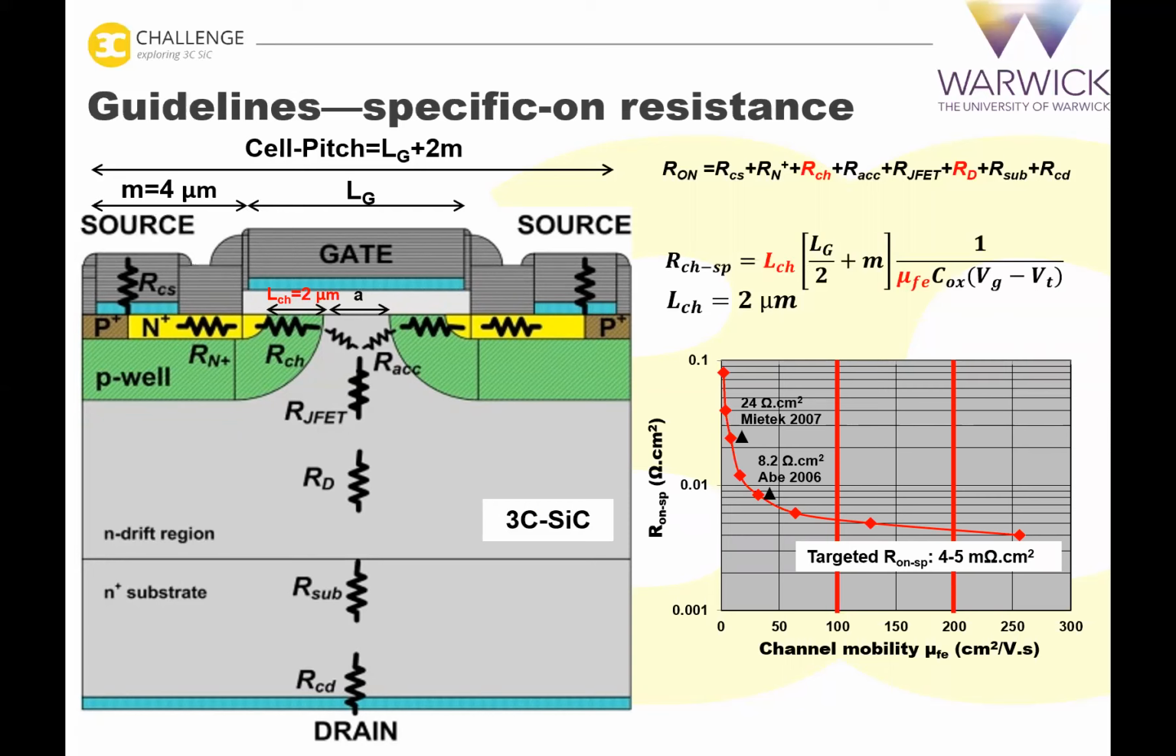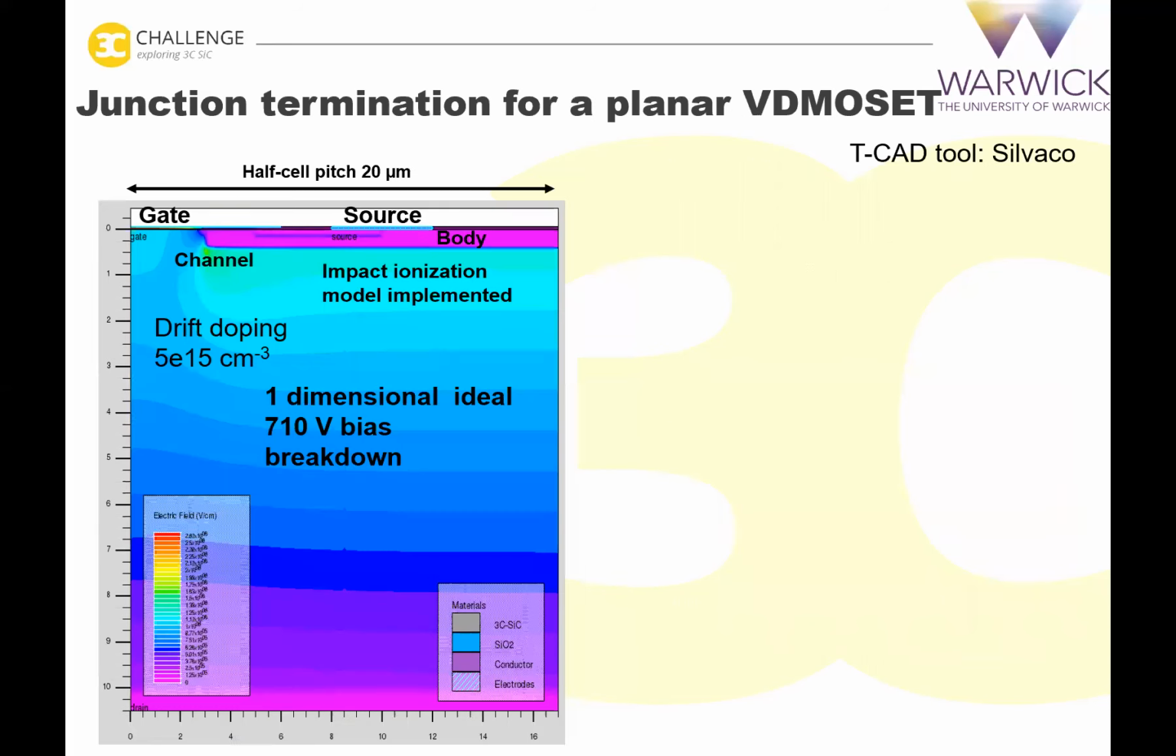And with the 3C growth technology improved this year, now we can expect a channel mobility value practically between 100 to 200. And this means the final device specific on-resistance should sit somewhere between 4 to 5 milliohm centimeter squared for a 2 micron channel length. So starting from here, we then move to the TCAD modeling.